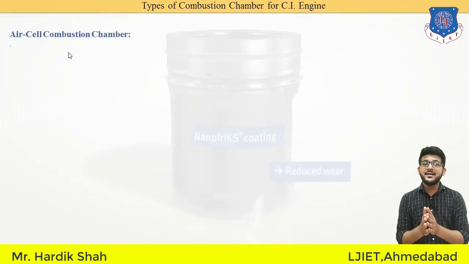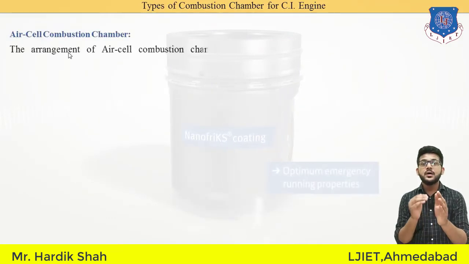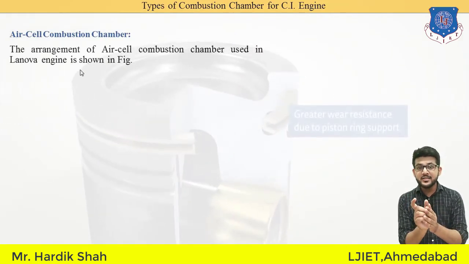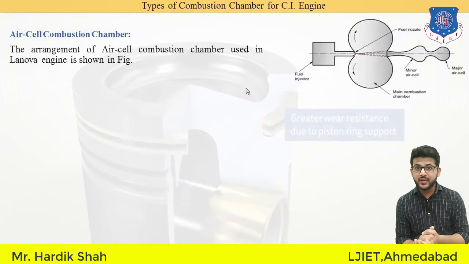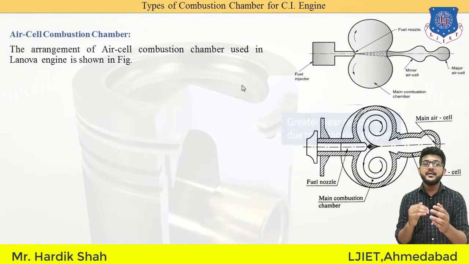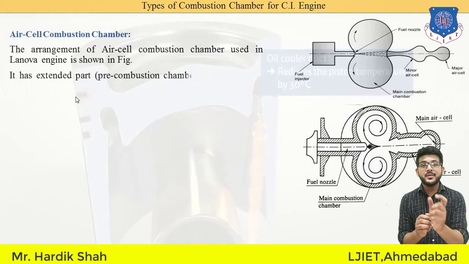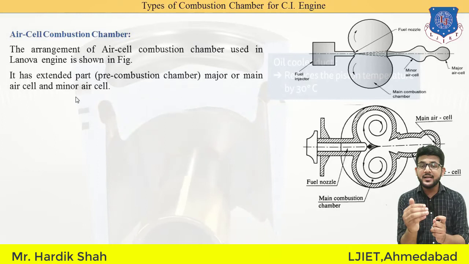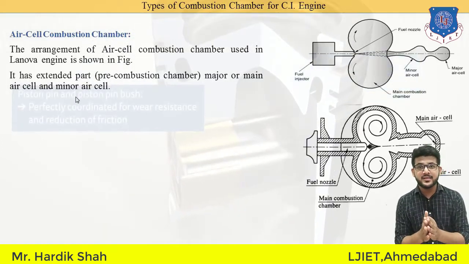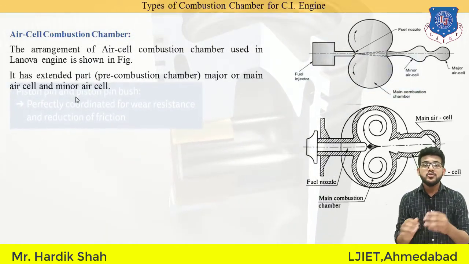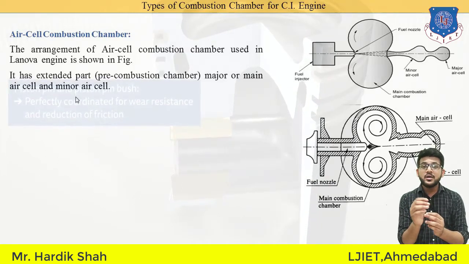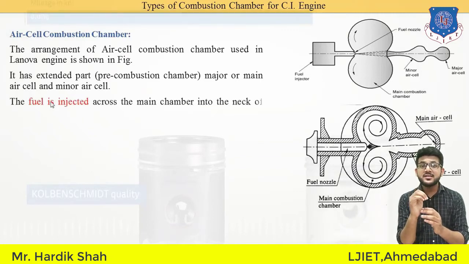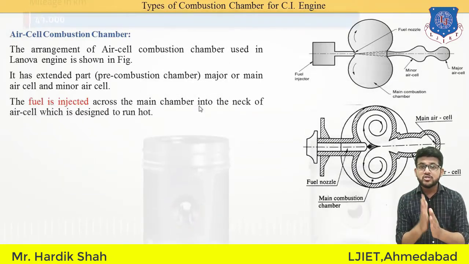Next is the air cell combustion chamber. So what is this? The arrangement of the air cell combustion chamber used in a Lanova engine is actually shown in this figure. You can see that it has an extended part, or you can say it is a pre-combustion chamber, and there is a major, or you can say main air cell, and there is a different one, the minor air cell. So there are two, major and minor. The fuel is injected across the main chamber into the neck of the air cell, which is designed to run hot.